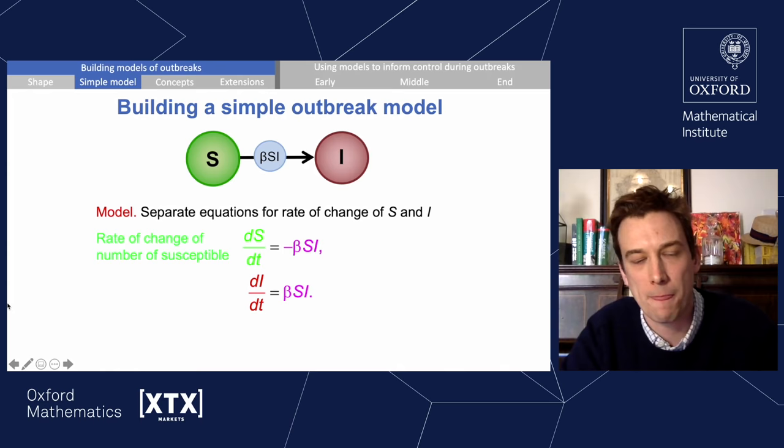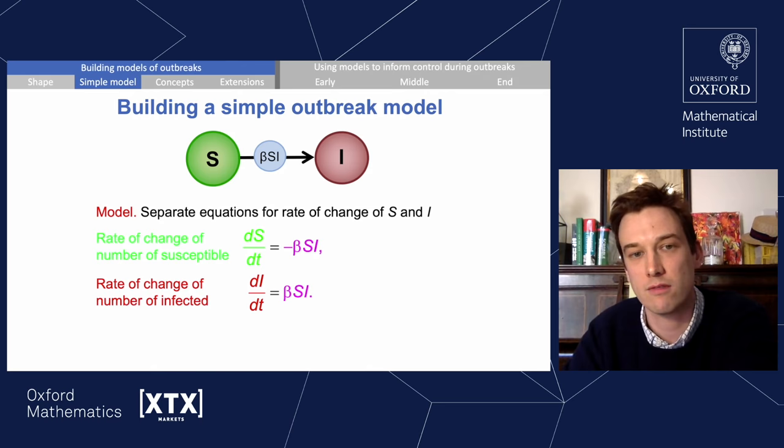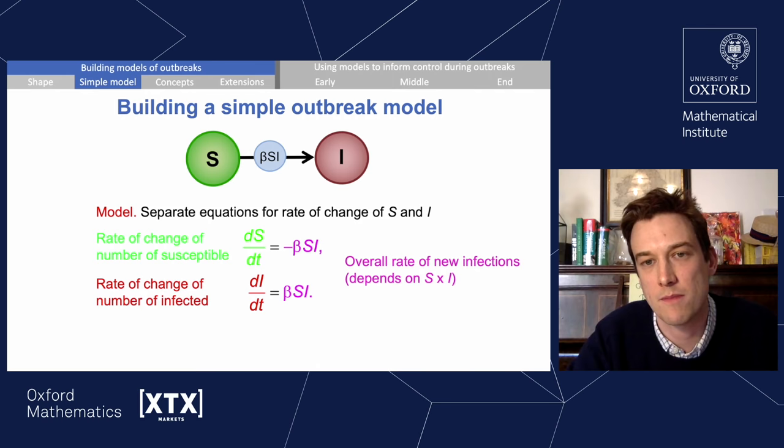Like I said, dS by dt, the green term, is just the rate of change of the number of susceptible individuals. dI by dt is the rate of change of the number of infected individuals. And then we have an overall rate of new infections, which is given by beta times S times I. That depends on exactly how many susceptible individuals we've got and how many infected individuals we've got. And the parameter beta governs the rate at which individuals become infected.